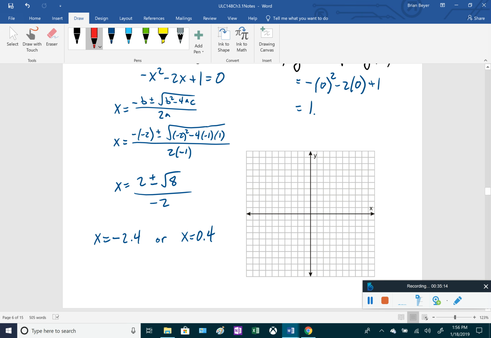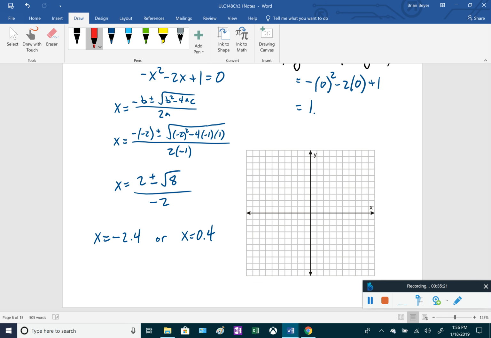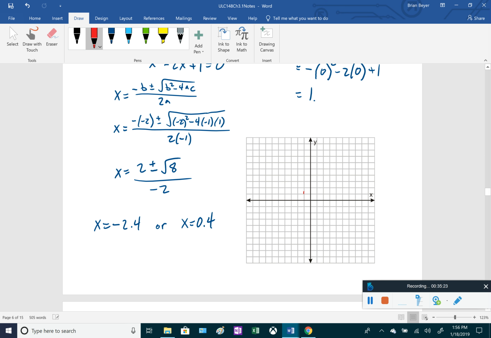Let's see how we graph this. So its vertex was negative 1 comma 2. Oops. So the vertex is going to be right here. And the y-intercept was 1, so that's going to be right here. And the x-intercepts are negative 2.4 and 0.4. Negative 2.4 is about right here. 0.4 is about right here. So we connect them.